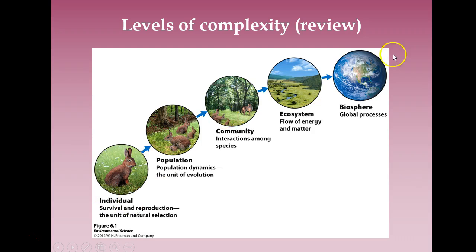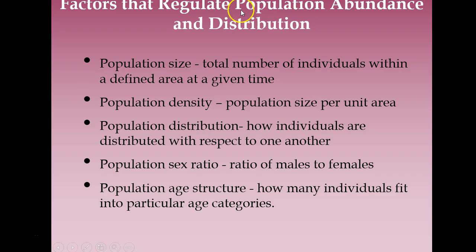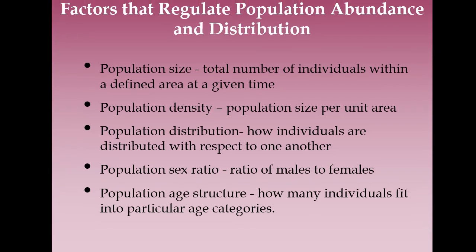Now, to review some of the terminology, we're going to be focusing on population dynamics and community dynamics. Basically, populations being individuals of a single species, and communities being individuals of many species interacting with each other. So, what are the factors that determine abundance, how many, and distribution, where we find all these individuals? So we look at 4 different things. 3 of these we're going to really focus on in this chapter. The other ones, sex ratio and age structure, are going to pop up in a later lecture.